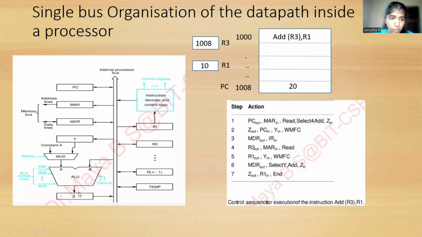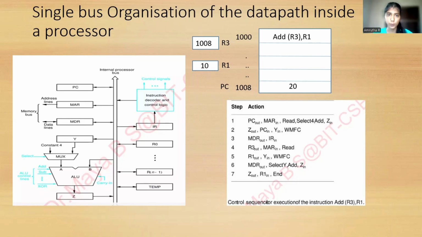We have two inputs and Z is the output, and this is the temporary storage which we are using to store whatever result we get from the ALU. And after that, whatever result is stored in Z can travel through the bus to any of the registers which is the destination. This is how the single bus organization of the data path inside a processor looks.